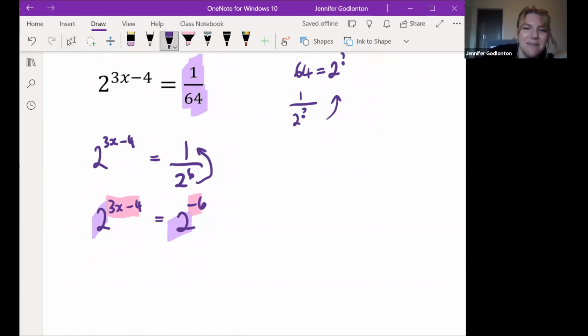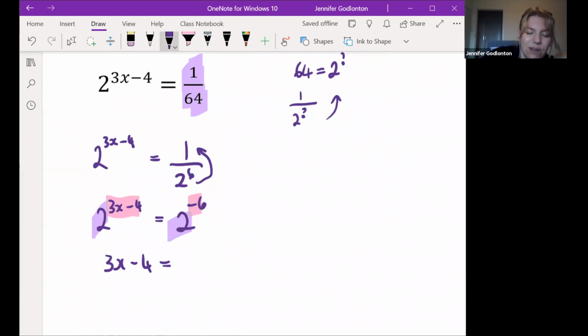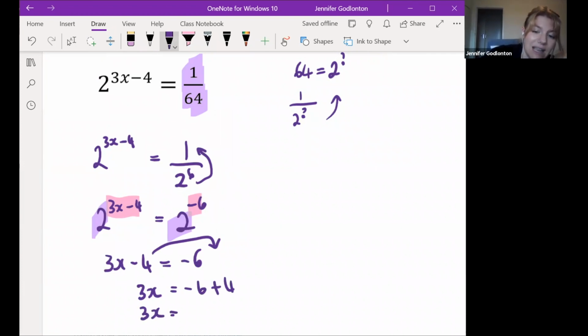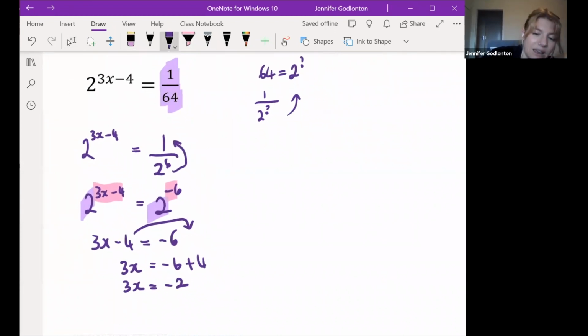All right, so we're going to make those exponents equal to each other. So we're going to say 3x minus 4 is equal to negative 6. We're going to move that negative 4 over. So 3x is equal to negative 6 plus 4, which means 3x is equal to negative 2. We're going to divide both sides by 3. Do you see how these linear equation tools that we've learned since grade 9 just always come back to help us? x is equal to -2/3. Nice work.